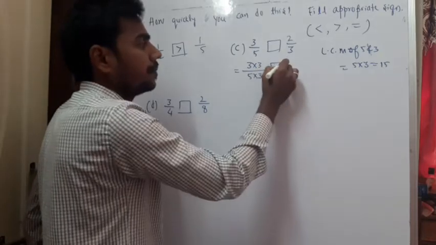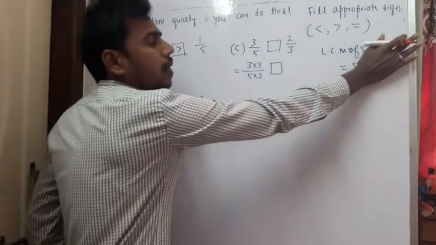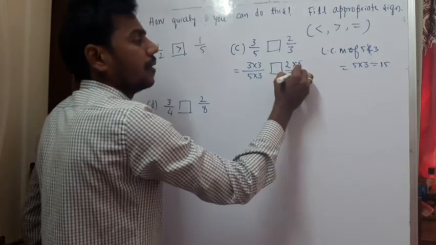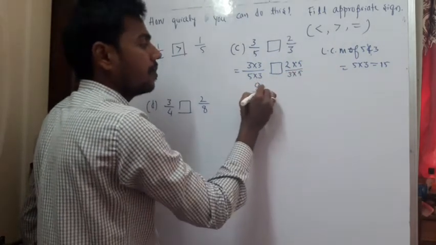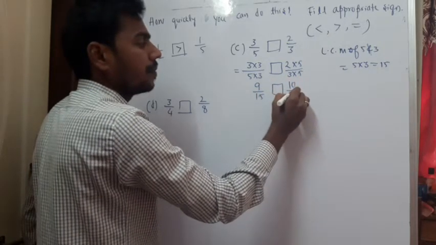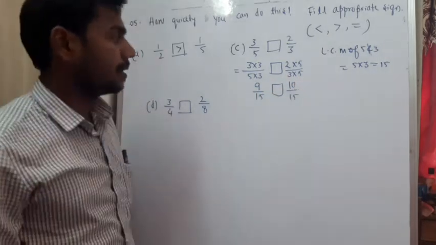Okay, then 3 is there. Close 3, what is there? 5 is there. Multiply with 5. 2 into 5, 3 into 5. Fine. So we get 9 by 15 and 10 by 15. So which one is greater?